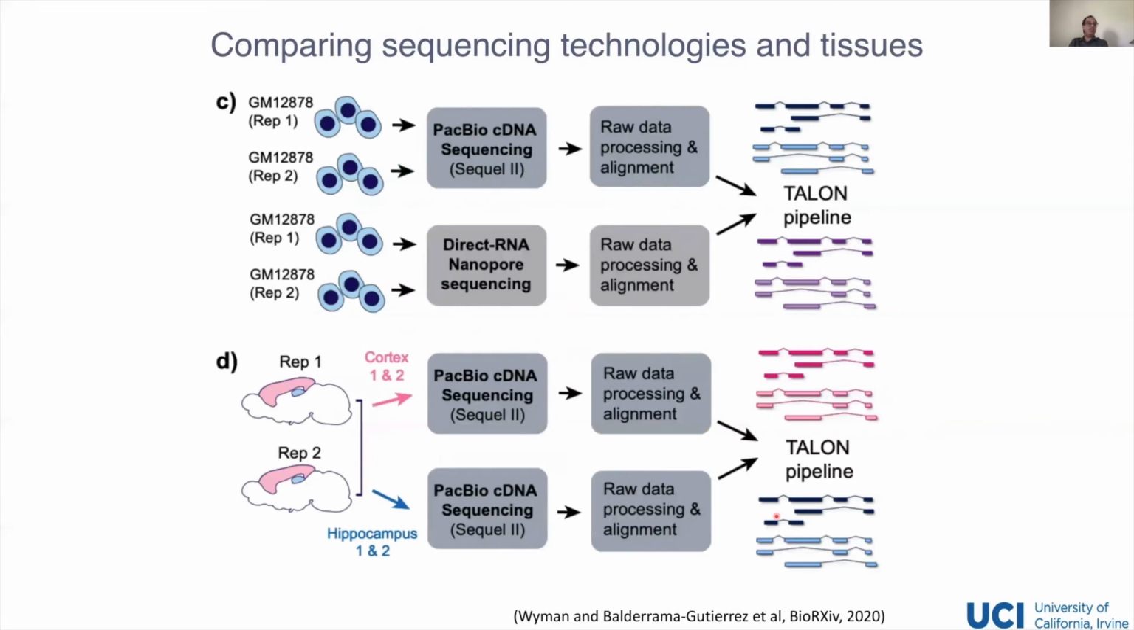All right, so as part of ENCODE, we did a pilot study where we first sequenced human GM12878 cells using PacBio cDNA sequencing with 2 biological replicates, and also did direct RNA nanopore sequencing using 2 biological replicates. And then we did a somewhat more interesting study where we compared 2 biological replicates of mouse cortex and mouse hippocampus to each other using only PacBio cDNA sequencing.